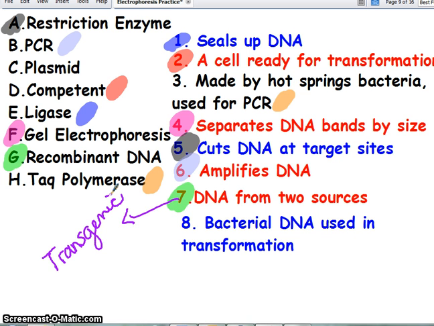And finally, the bacterial DNA that's used for transformation, and that's going to be a plasmid. Because if we were to use a regular DNA for transformation, it would be too big. So plasmid is smaller, and so it's easy to use for transformation purposes.